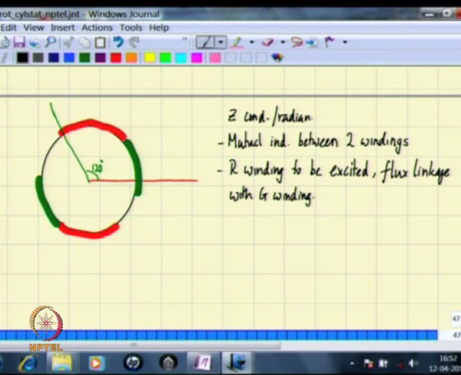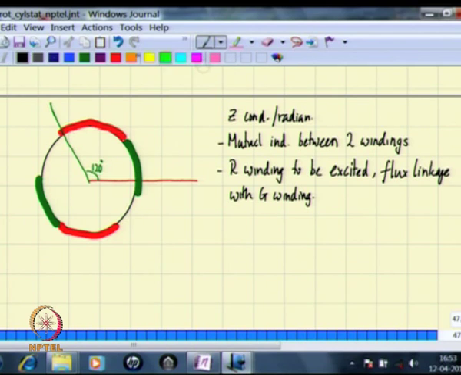So, how to do that? As before, we try to draw the MMF distribution of the R phase. We know that the MMF distribution wave shape is known. And then we resolve that MMF distribution into a Fourier series and consider only the fundamental. The amplitude of the fundamental of the MMF distribution will be f hat, equal to 8 times Z by 2 pi into i_s into sin of beta by 2, where beta is the phase spread.